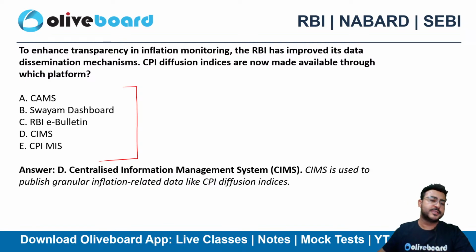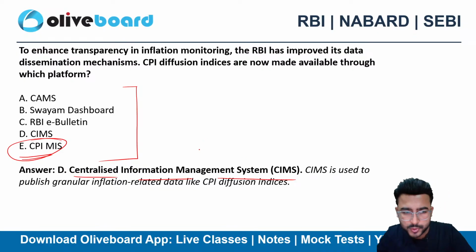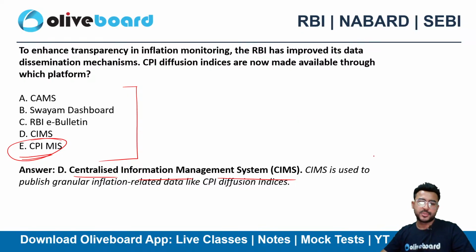Here the correct choice is option D. Okay, so this particular option is there to confuse you. The correct name of the platform is Centralized Information Management System, CIMS. Okay, CIMS is the correct choice here.